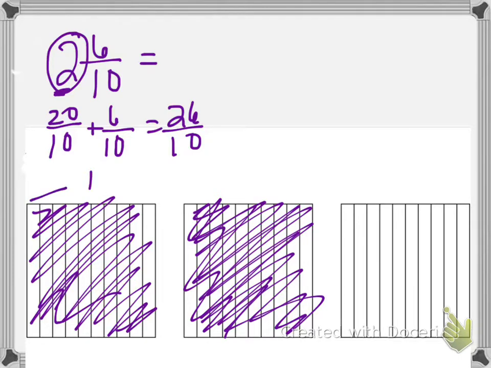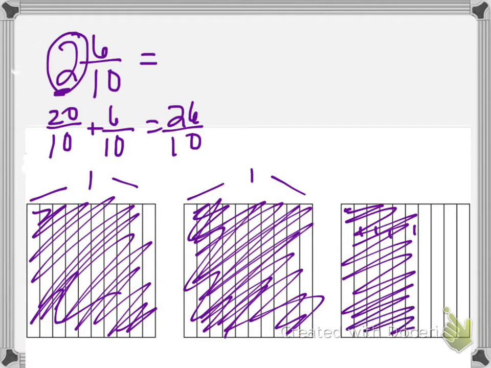I'm going to go ahead and label this as 1 whole, and then down here, I'm only shading 6/10. 1, 2, 3, 4, 5, 6. There we go. Okay, so that's how we would show it in our tape diagram, or our area models.